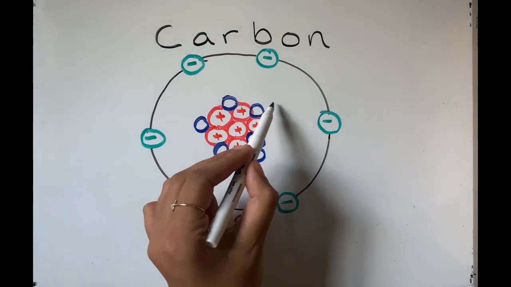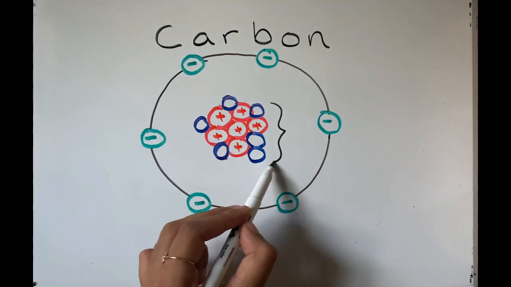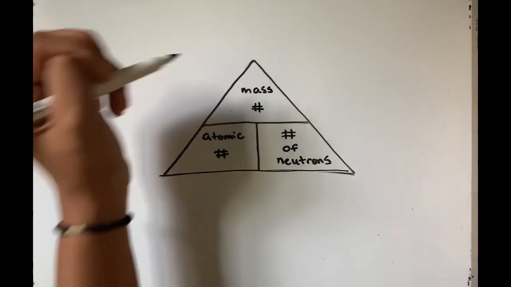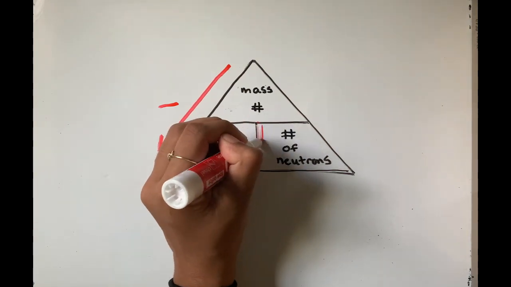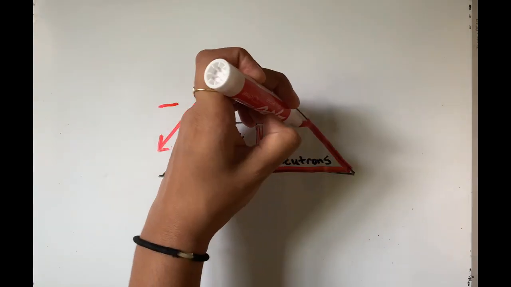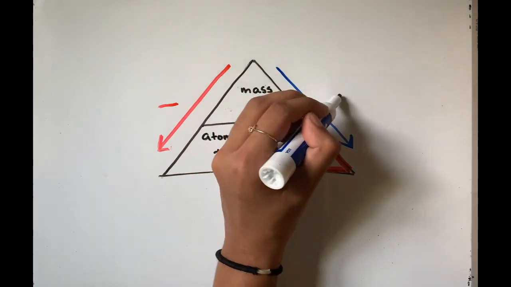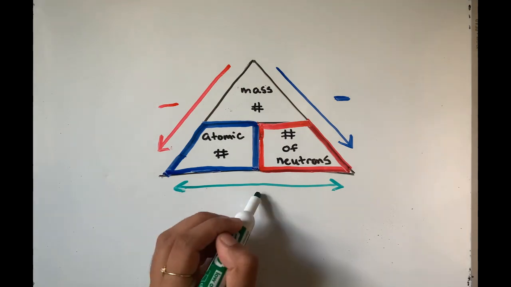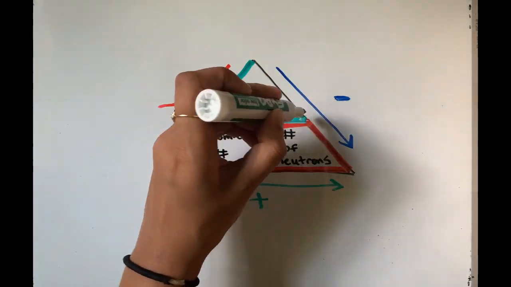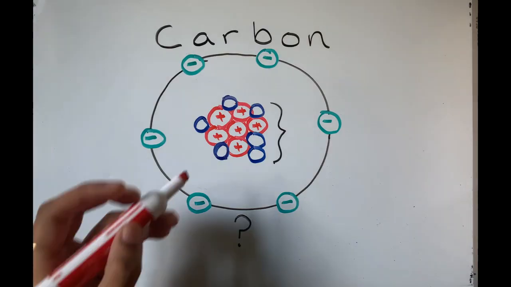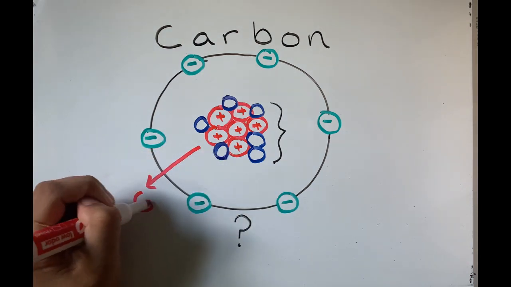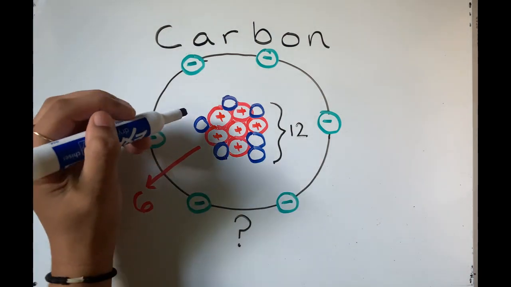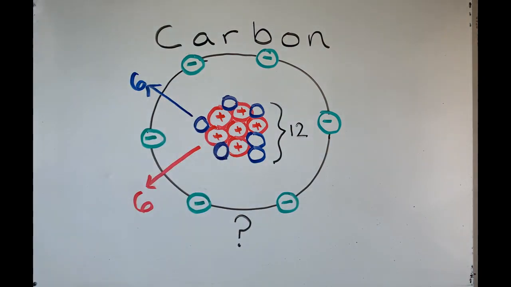Mass number is the number of protons and neutrons in the nucleus of an atom. That means it's just the atomic number plus the number of neutrons. You can find the number of neutrons by subtracting the atomic number from the mass number. You can also find the atomic number by subtracting the number of neutrons from the mass number. And lastly, you can find the mass number by adding the atomic number and the number of neutrons. Looking back at carbon, I know that the atomic number is 6, and the mass number is 12. So, that means there are 6 neutrons in its nucleus.